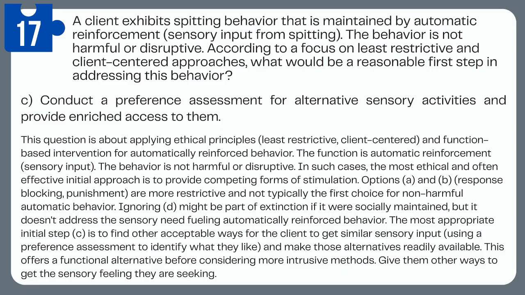Ignoring, D, might be part of extinction if it were socially maintained, but it doesn't address the sensory need fueling automatically reinforced behavior. The most appropriate initial step, C, is to find other acceptable ways for the client to get similar sensory input, using a preference assessment to identify what they like, and make those alternatives readily available. This offers a functional alternative before considering more intrusive methods. Give them other ways to get the sensory feeling they are seeking.